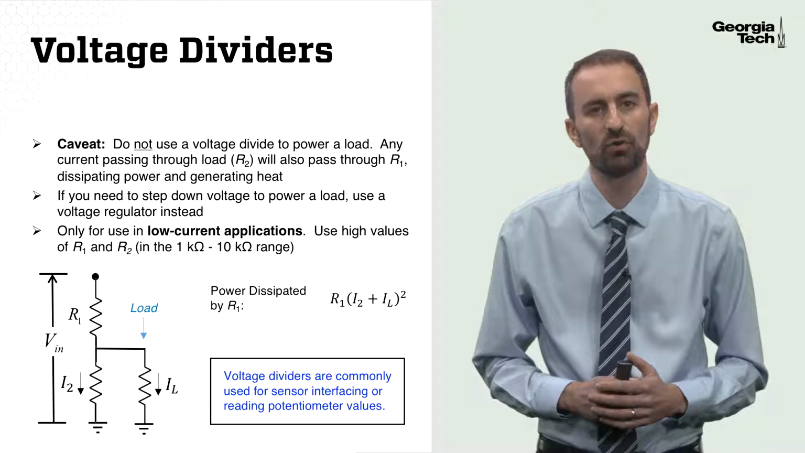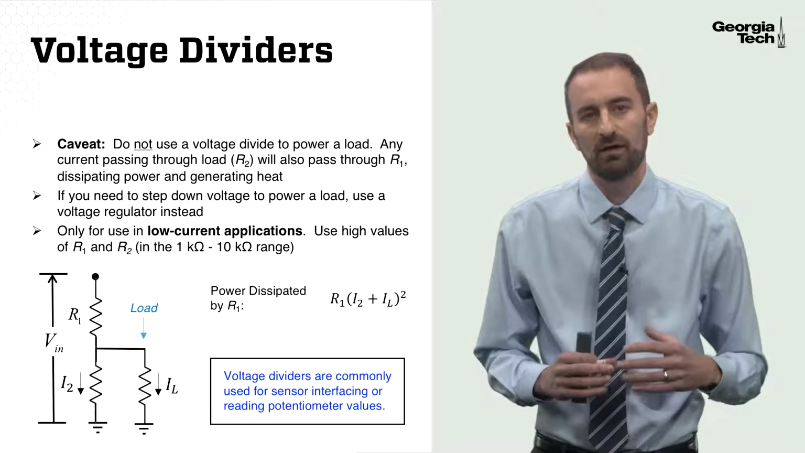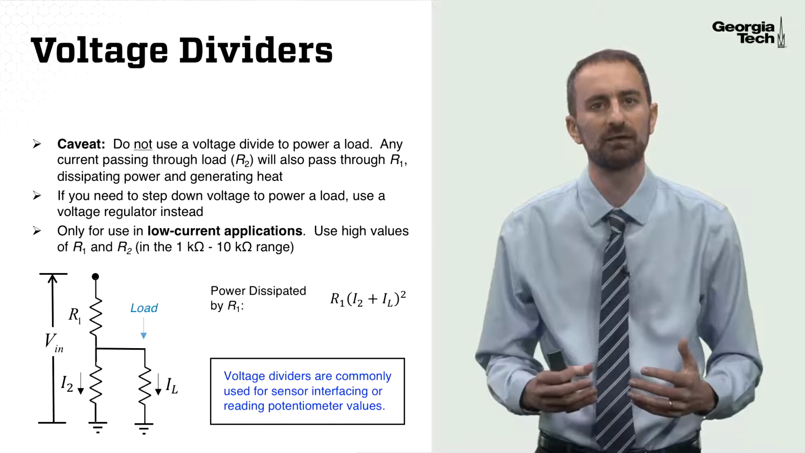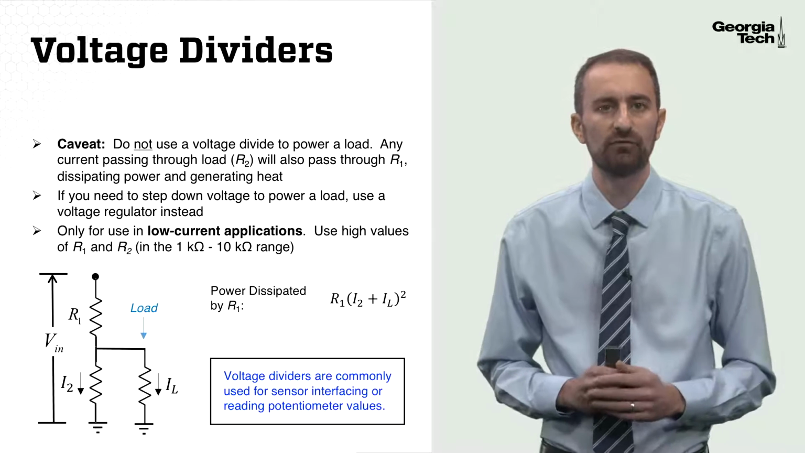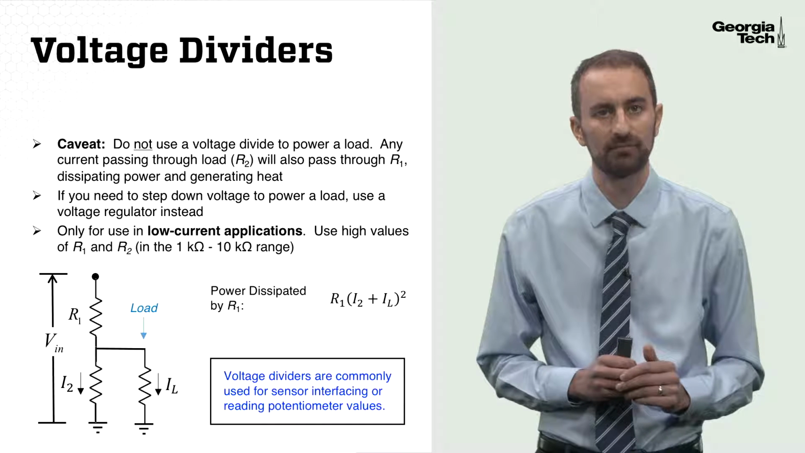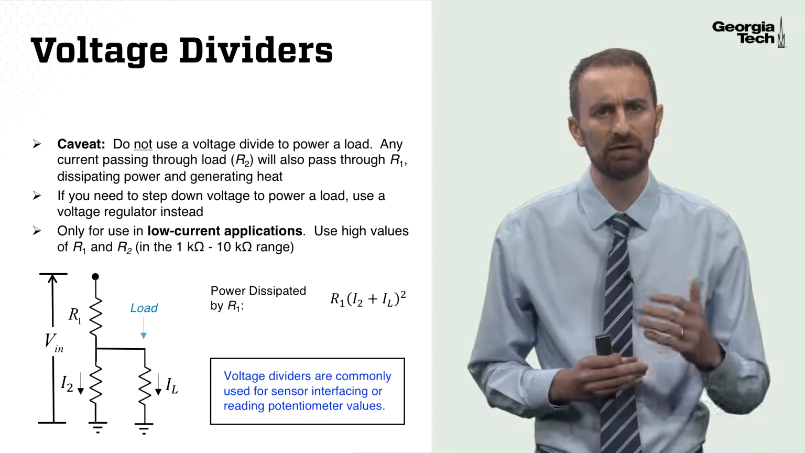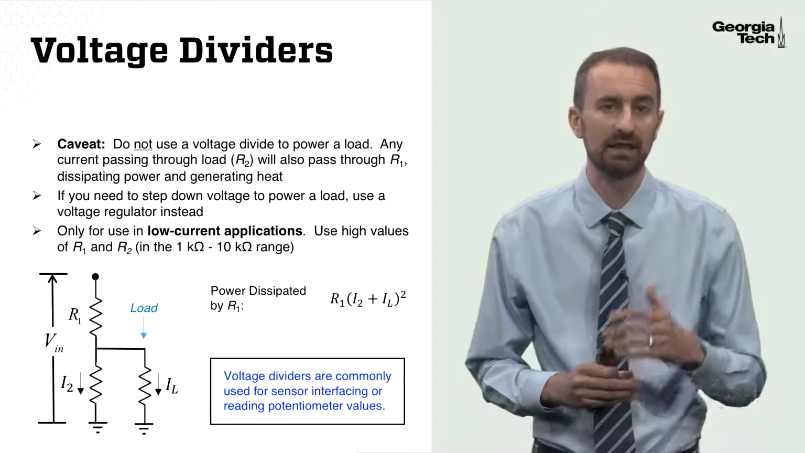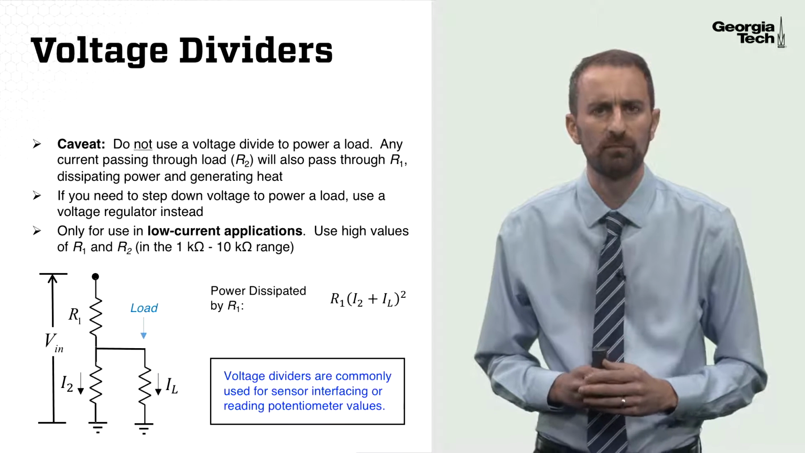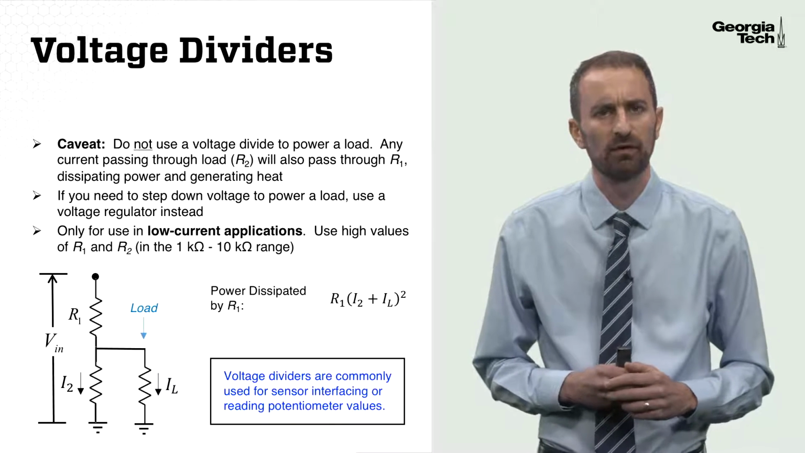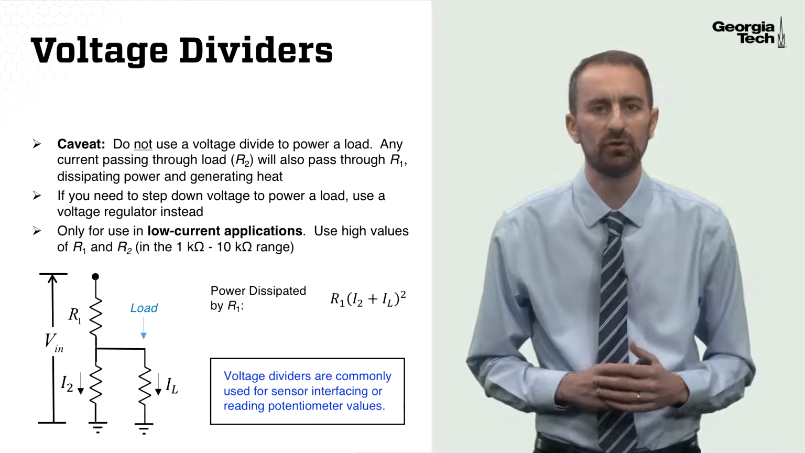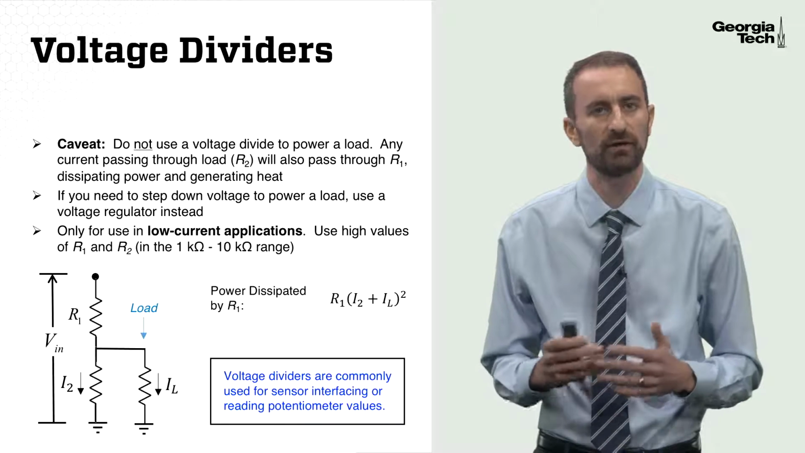So a voltage divider should only be used for low current applications, for powering sensors which maybe don't require very much current or something like that. We want to use high values of R1 and R2 in the kiloohms range to avoid dissipating too much power. How much power is dissipated by R1? Well, here's an expression that allows you to compute that. So voltage dividers are commonly used for sensor interfacing or for reading potentiometer values, but they're never used when we want to power some type of load in some type of moderate or high current application.